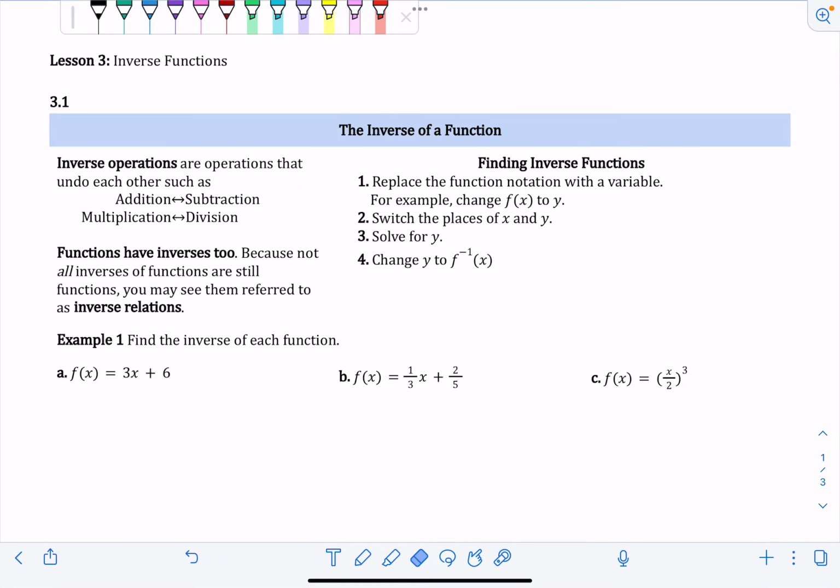Lesson 3 is inverse functions, and in 3.1 we're going to get into just the inverse of a general function, and then in 3.2 we're going to talk about the inverse of an exponential function. So before we get into inverse functions, I want to review inverse operations.